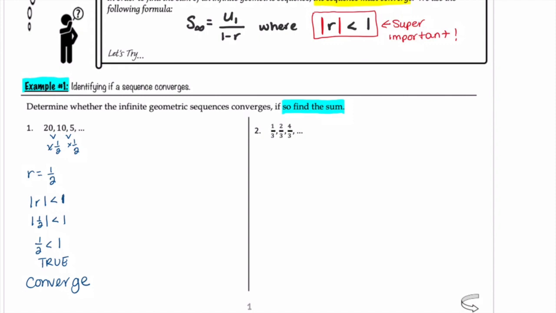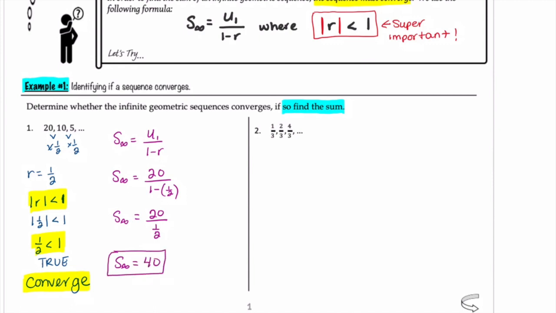So here, the common ratio is 1/2. If I use the absolute value of R is less than 1, we see that this comes out true, which tells us that this will converge. It will eventually reach a certain value. So since that is the case, I can actually find the sum of the infinite geometric sequence. So for this infinite geometric sequence, the sequence will reach a value of 40.